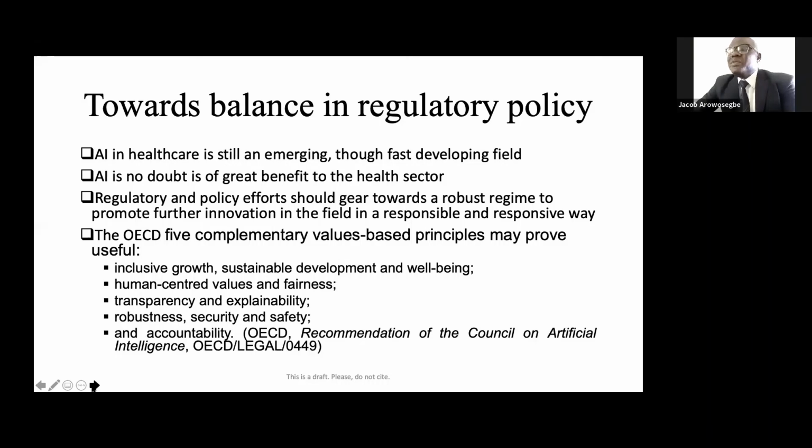And I've included here the OECD's five complementary value-based principles in the development and deployment of AI systems: inclusive growth, sustainable development, and well-being; human-centered values and fairness; then the issue of transparency and explainability; then robustness, security, and safety; and finally, the issue of accountability.